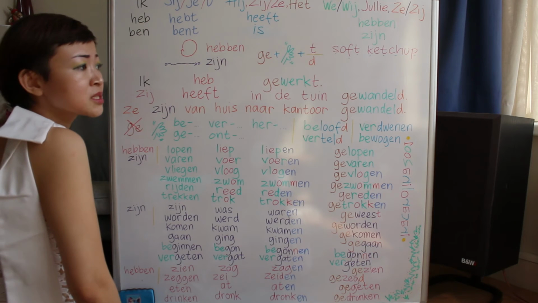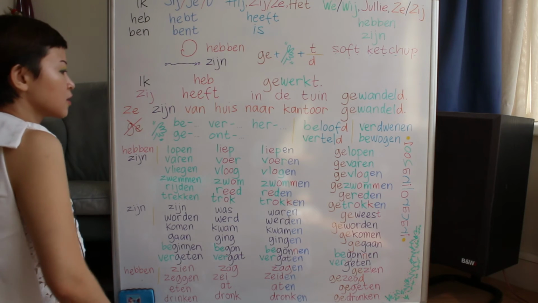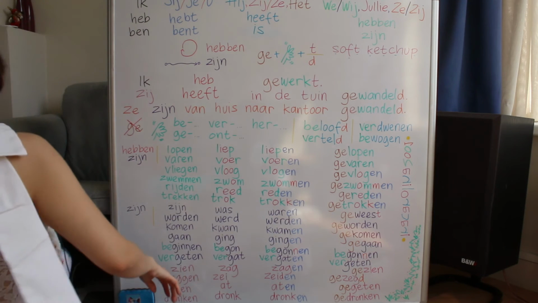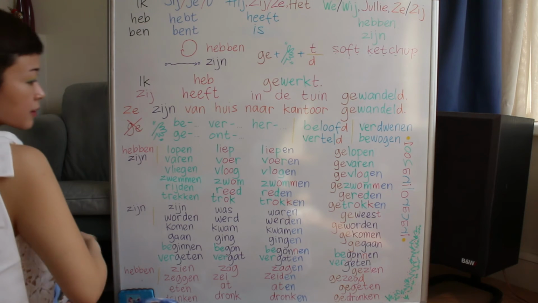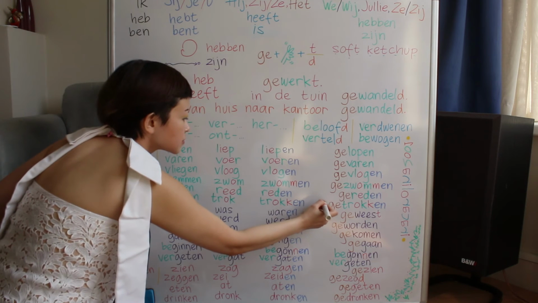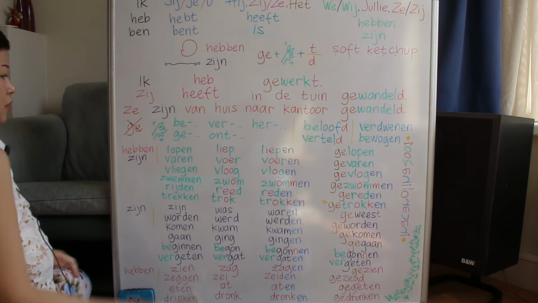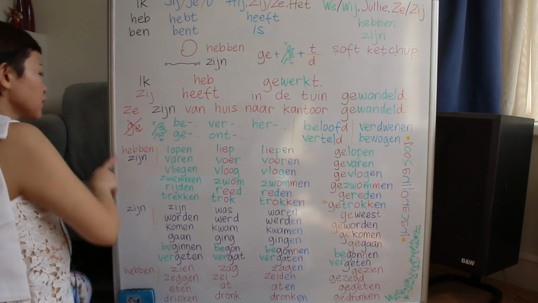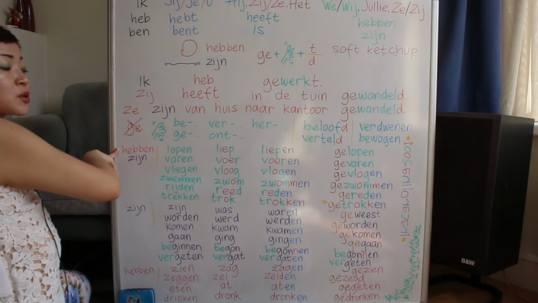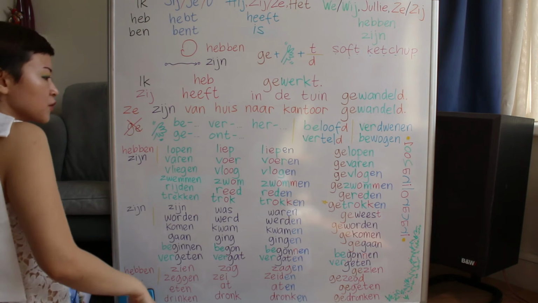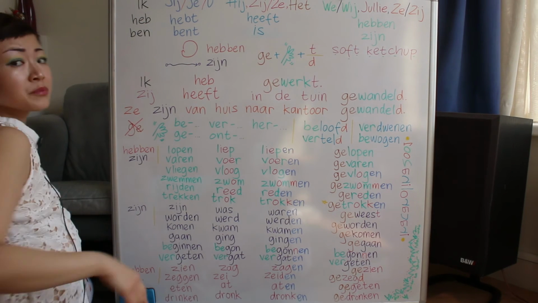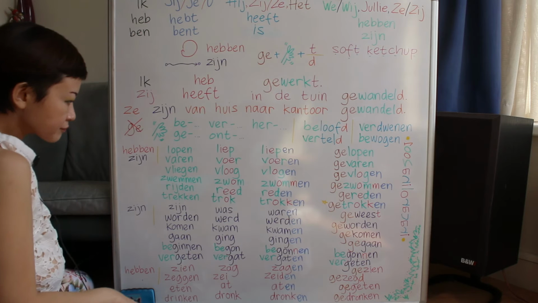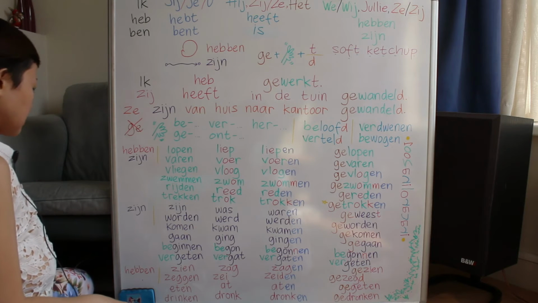And verteld, told, it started with ver. This is easy because L, there's no L in the soft ketchup. That's why we put the D. This is regular. And in Dutch, similar with English, we have irregular. That we will learn about here.